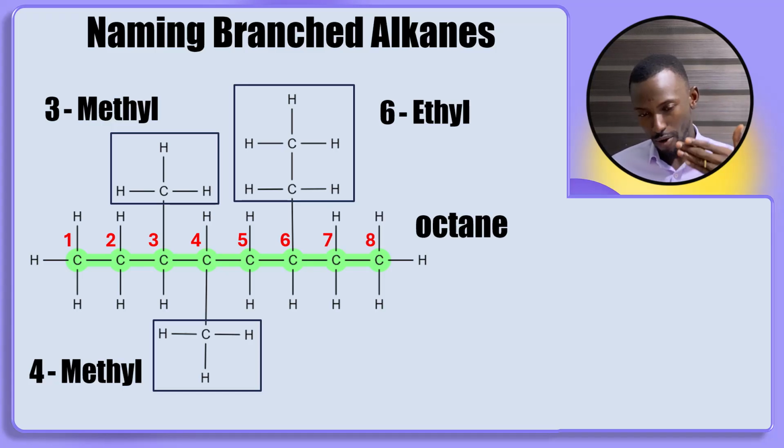But another rule to keep in mind is this. When it comes to arranging the alkyl groups, you arrange alphabetically. And in the alphabet, E comes before M. A, B, C, D, E. E comes before M. So we write ethyl before methyl. That's one rule to keep in mind.